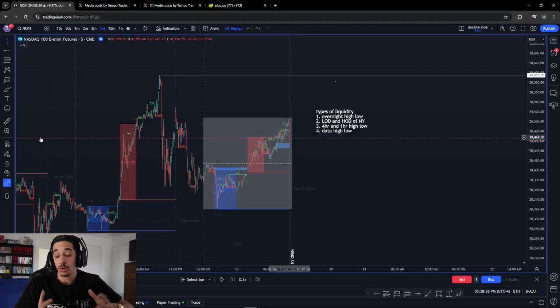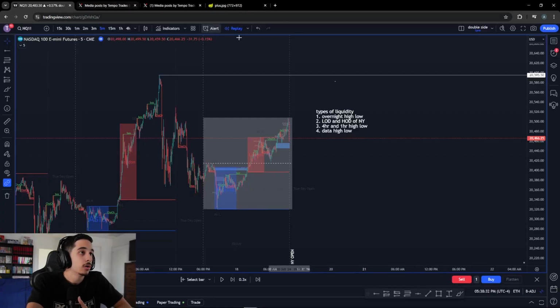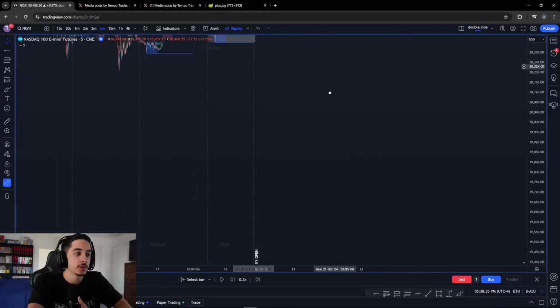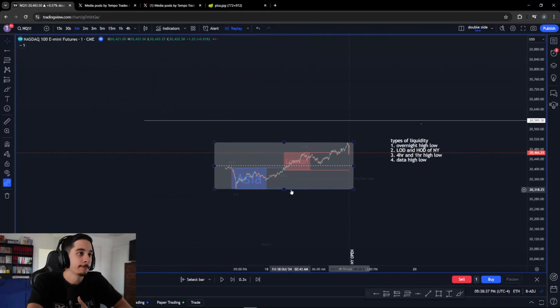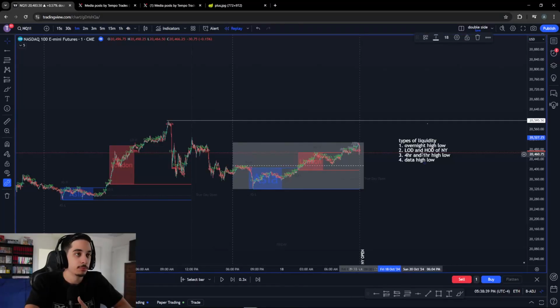Again, you can add your own confluences. You don't have to use these confluences, but these are really... Where did the confluences go, actually? Am I tripping here? Yeah, I'm tripping here, but yeah.